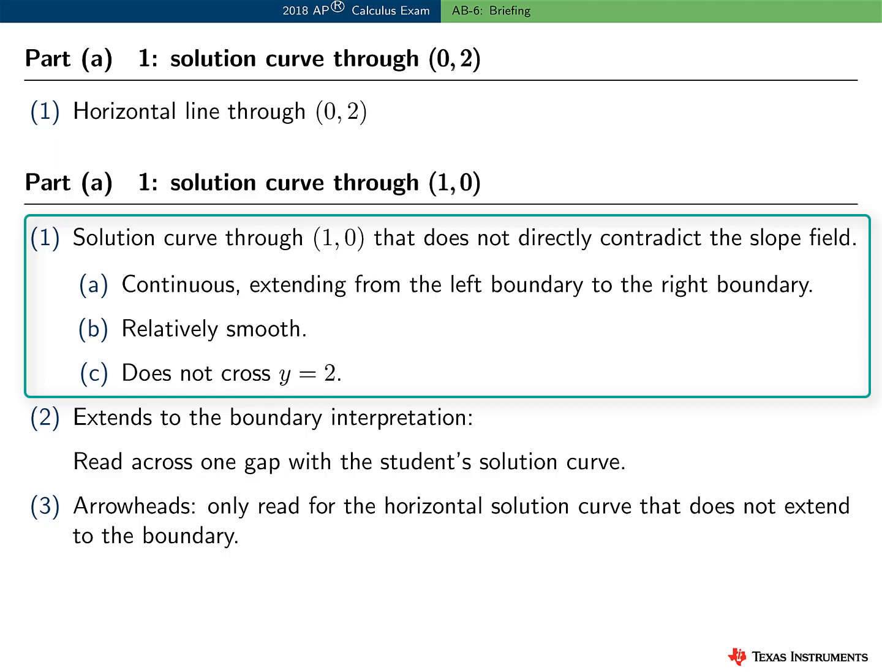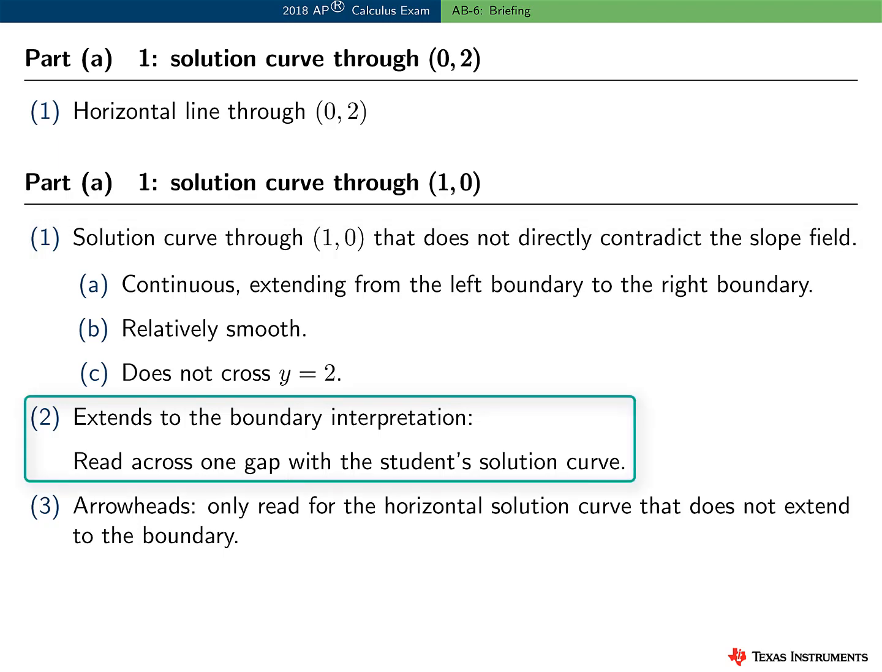The curve must be continuous. It must extend from the left boundary of the given graph to the right boundary. It must be relatively smooth, which is a subjective reader judgment. And the curve cannot cross the line y = 2. The phrase extends to the boundary really means the following. We will read across one gap in the slope field with the student's solution curve. So the curve can stop one gap in line segments away from the boundary.